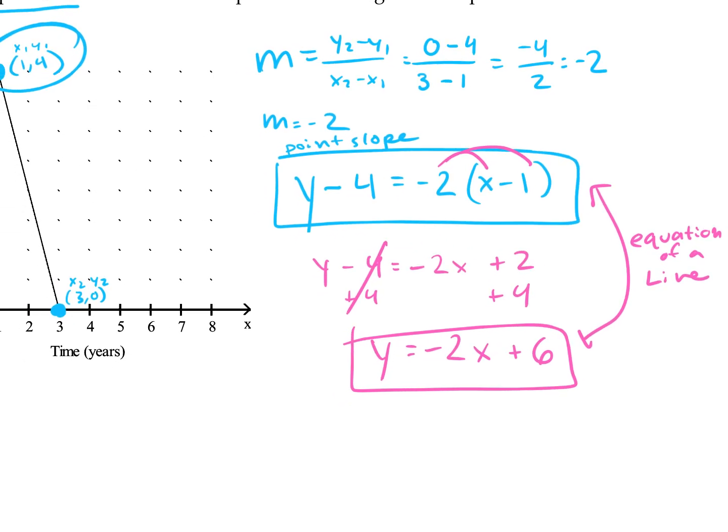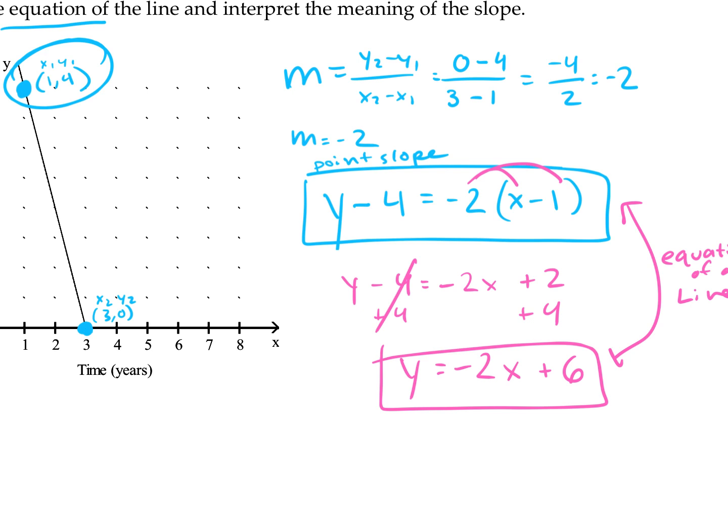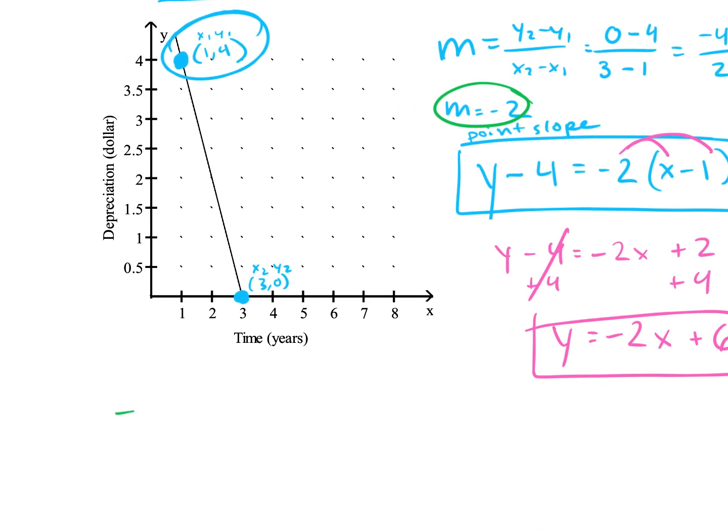Now let's interpret our slope. So our slope is negative 2. Negative 2 what? Always start with the y. What's the y talking about? Dollars. Per what? Per year.